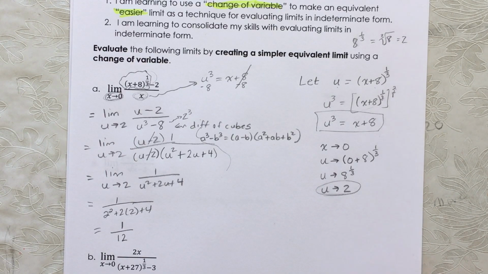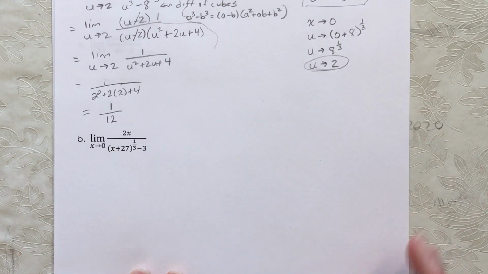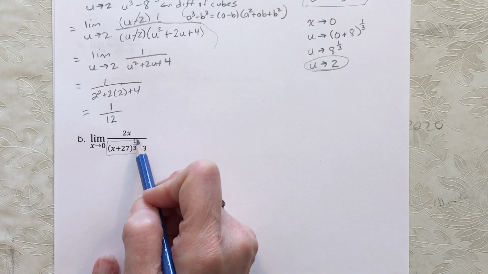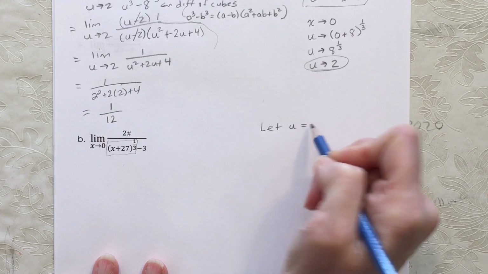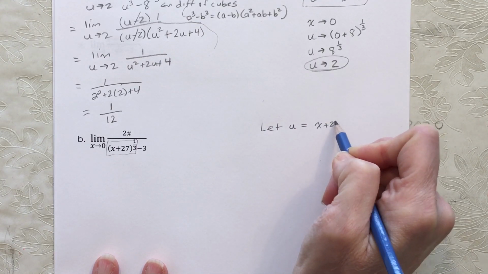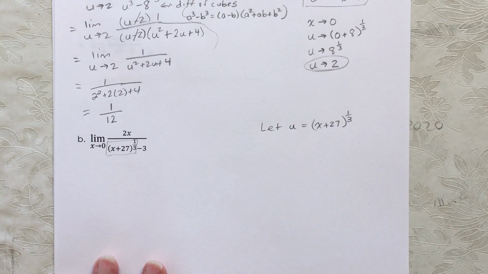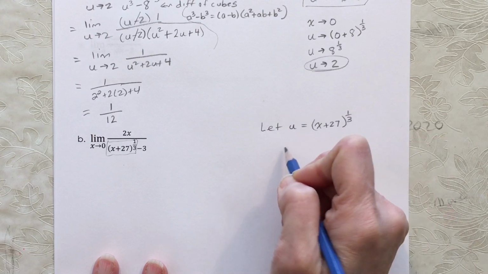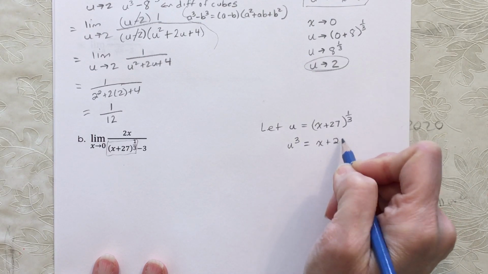Okay, on to B, similar type of question. So this is our part that's complex. So we're going to let u equal x plus 27 to the 1/3. So then if we cube both sides to undo the 1/3, we would get that u cubed is equal to x plus 27.